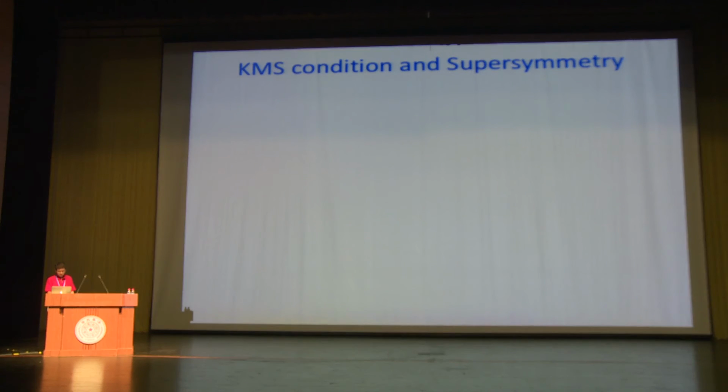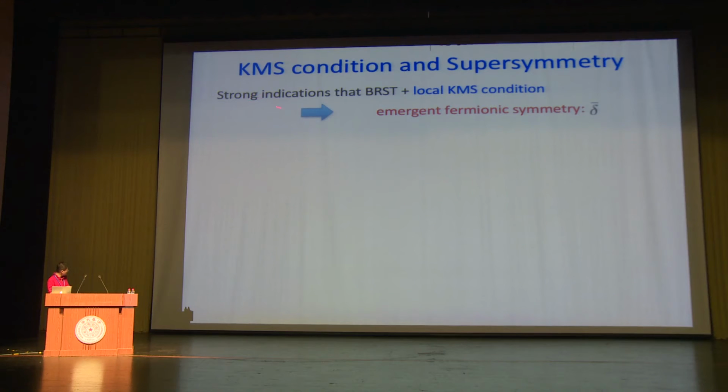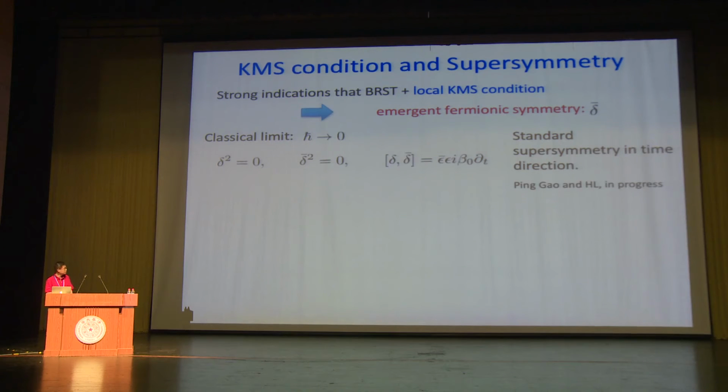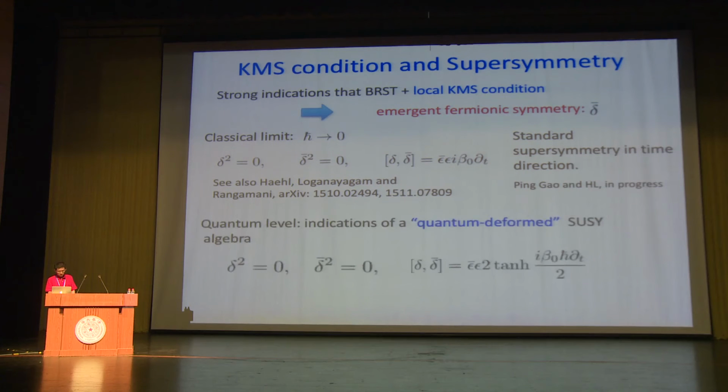And here there's a lot of surprise. It turns out the combination of this fermionic symmetry plus this local KMS condition gives a lot of emergent fermionic symmetry. Then in the classical limit, say if you are only interested in the classical statistical fluctuation, now you have two fermionic symmetries, and the commutator of these two fermionic symmetries leads to a standard supersymmetric algebra. So now you have an emergent supersymmetry. And at the quantum level, if you keep the non-zero h bar, there are some indications that there's a quantum deformed supersymmetry with the following algebra.